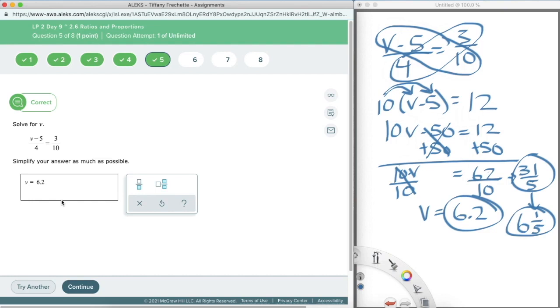Be careful, though, if you have a rounding issue, don't do any rounding on this one. So if you get a weird decimal that's not terminating, I would not use the decimal form. I would use the fraction form. So just be very, very careful about that if it doesn't tell you to round anything.